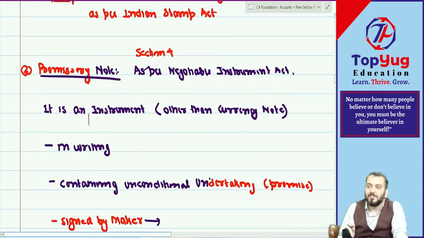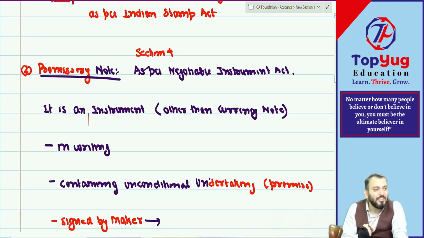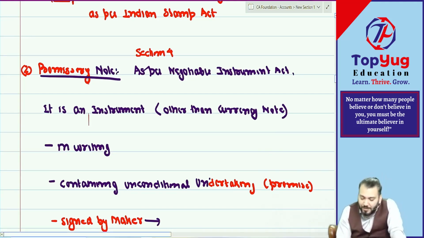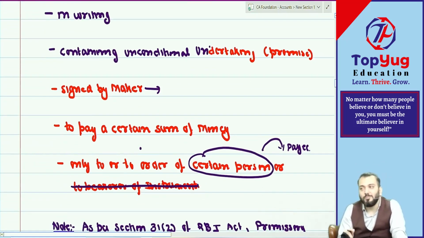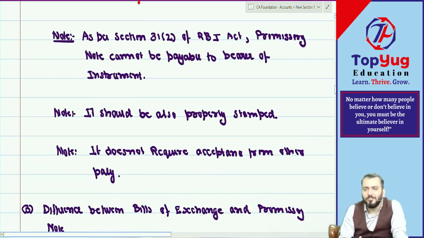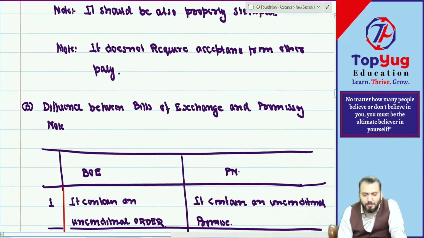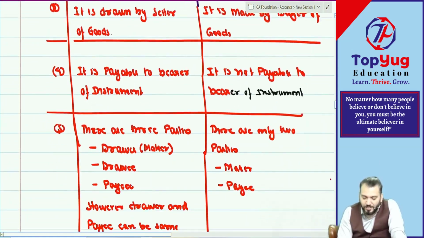Then promissory note as per section 4 of Negotiable Instrument Act 1881. It is also an instrument in writing containing what? Unconditional undertaking signed by the maker to pay to whom? To, or to the order of, a certain person, but not to the bearer of the instrument. Now we have understood that an Indian currency note is not a promissory note. Correct? Then we have also done the difference between bills of exchange and promissory note. I hope you have understood all this difference.